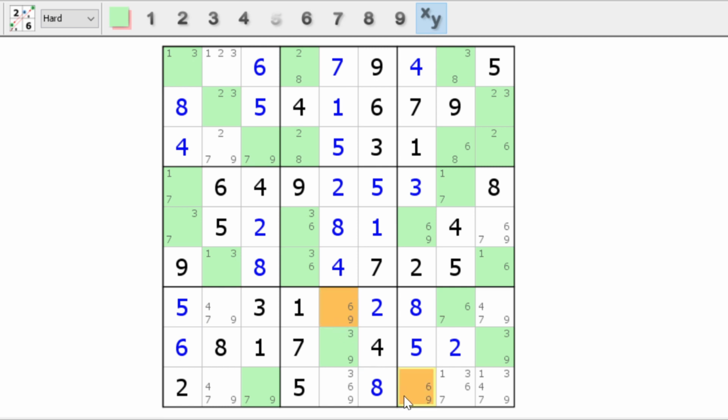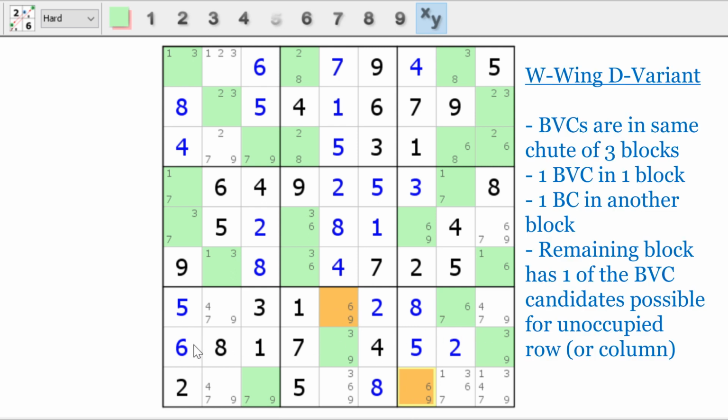Matching pair, 69, 69. They do not share a house. So they're in different blocks, different rows, and different columns. This is going to be a delta variant. So how you spot the delta variant, which is probably the easiest one to see, is I'm looking for these 2 pairs, usually, and they're going to be in a chute, which is 3 blocks in a row. They're in different rows or columns.